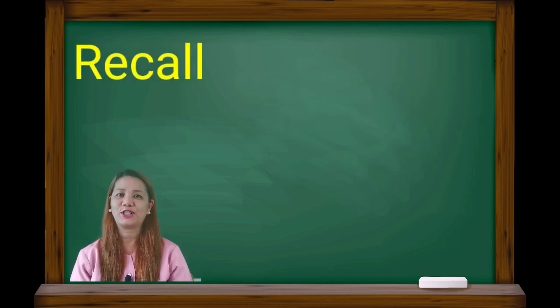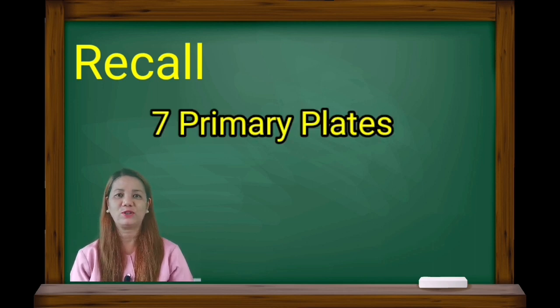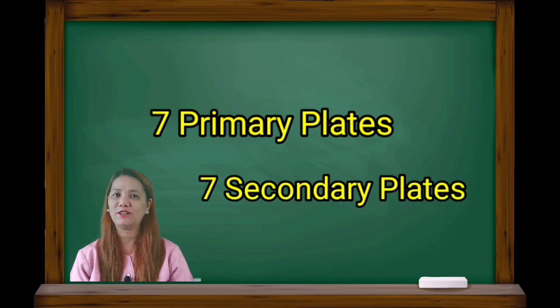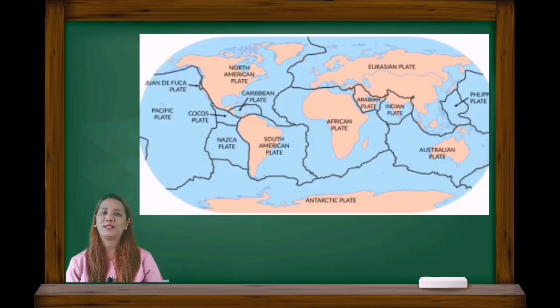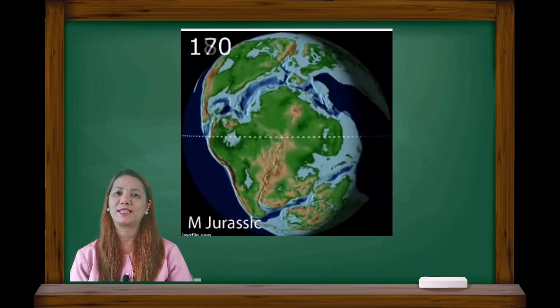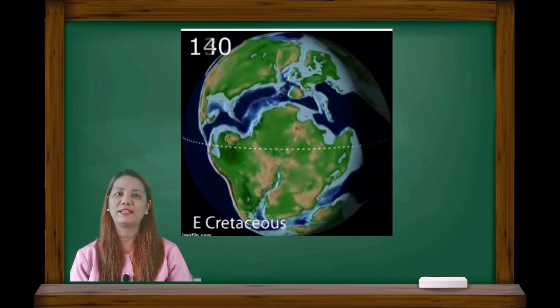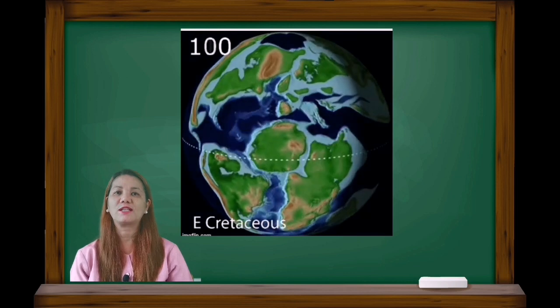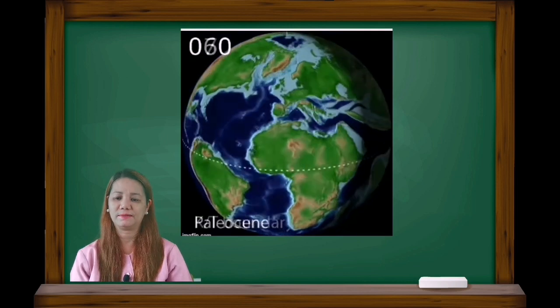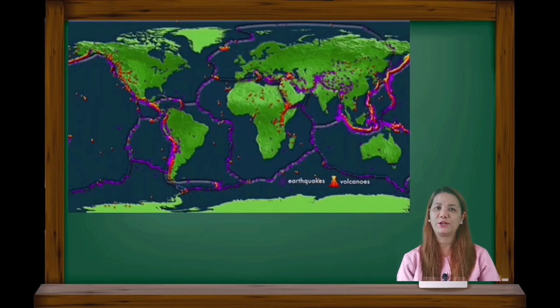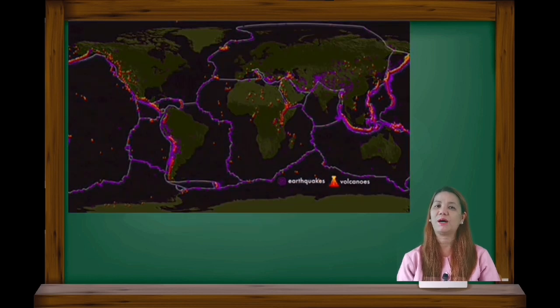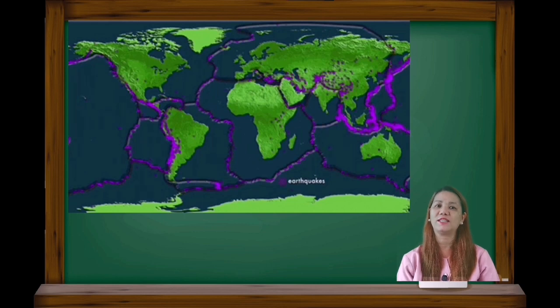Let us recall what we have learned from our past lesson. We have learned that the Earth's lithosphere is divided into 7 primary plates and 7 secondary plates. Can you recall all of them? We also have learned that these plates are moving gradually. Research findings from our scientists show that these plates are moving at an average rate of 0.6 to 10 centimeters per year. As these plates move, earthquakes, volcanic eruptions, and mountain ranges happen or take place along these plate boundaries.